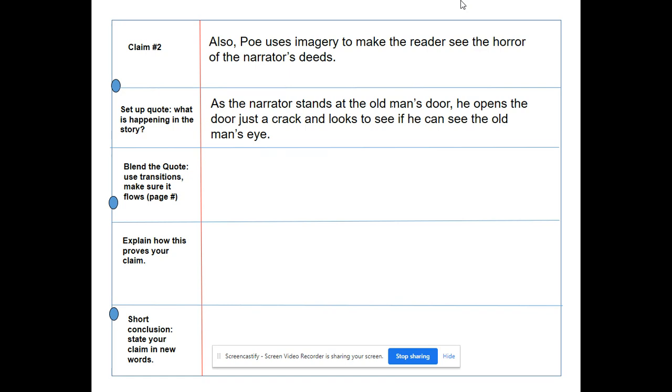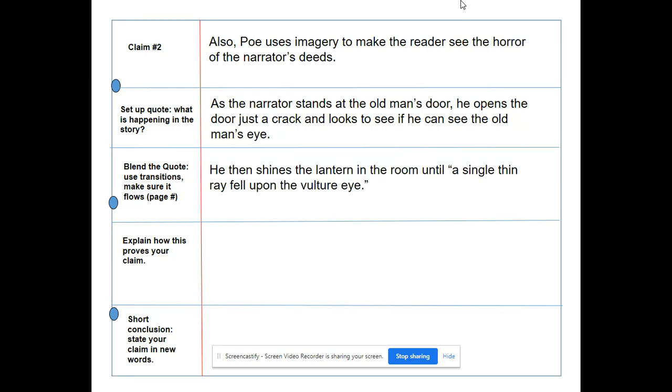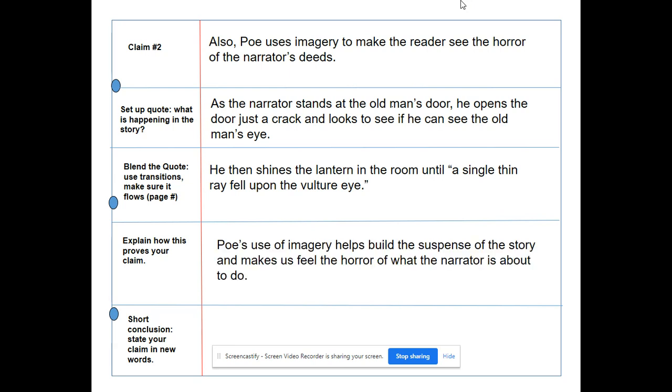As the narrator stands at the old man's door, he opens the door just a crack and looks to see if he can see the old man's eye. Now I'm going to use my imagery quote. He then shines the lantern in the room until, quote, "a single thin ray fell upon the vulture eye." Now we're going to explain how this makes it horrific. Poe's use of imagery helps build the suspense of the story and makes us feel the horror of what the narrator is about to do. We know that he's going to go in there and kill the guy.